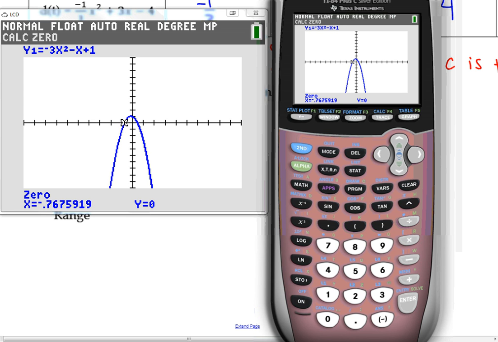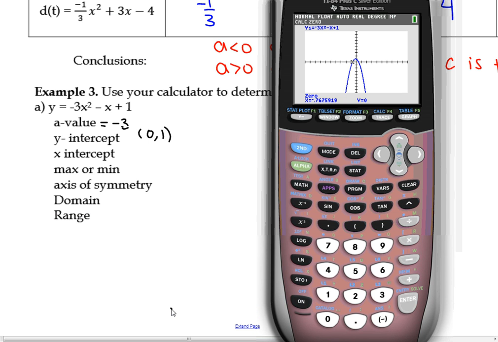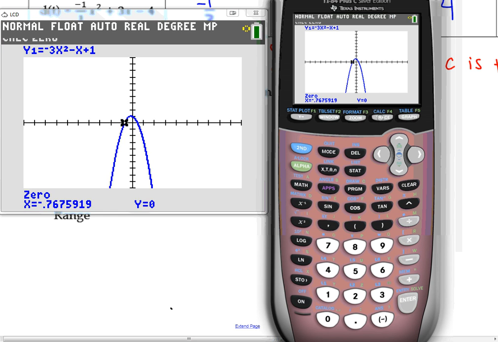Okay, so you should have negative 0.77. Did you get that? Okay, find the other one now. You try the other one. So you should be going second, trace number 2, left side of it, enter, right side of it, enter, and then a guess. Well, you don't have to push guess, you just push enter. So did you get 0.43? Great.